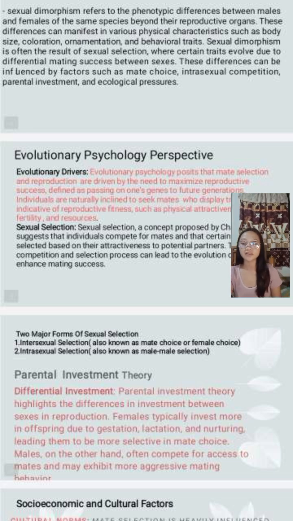So the next one is the parental investment theory. In parental investment theory, we have the differential investment. Parental investment theory highlights differences in investment between sexes in reproduction. Here, females typically invest more in offspring due to gestation, lactation, and nurturing, leading them to be more selective in mate selection, while males, on the other hand, often compete for access to mates and may exhibit more aggressive mating behavior.